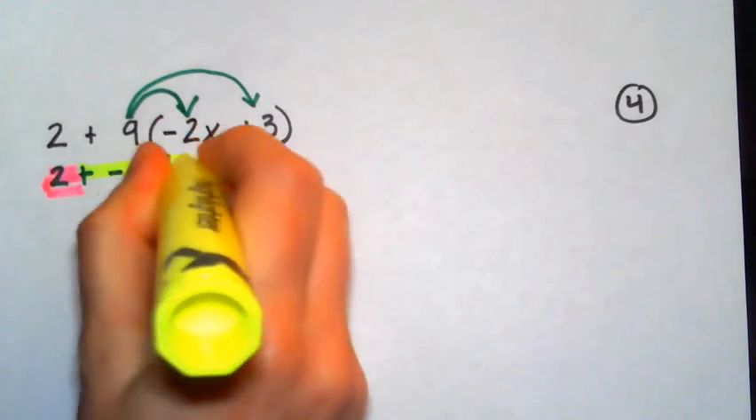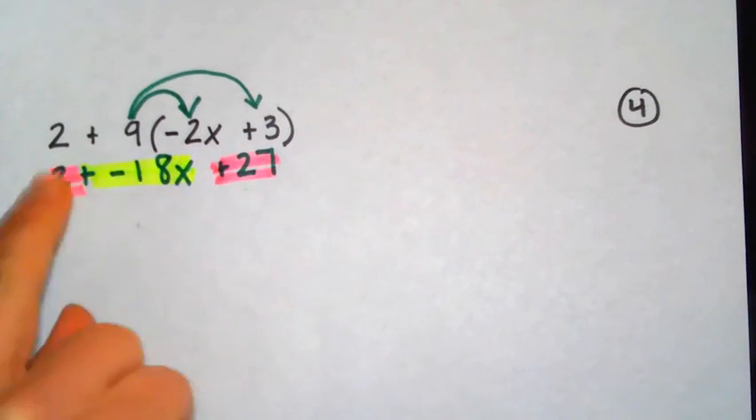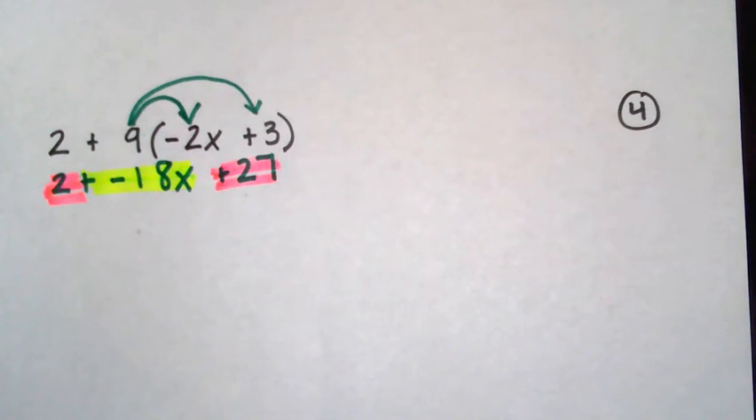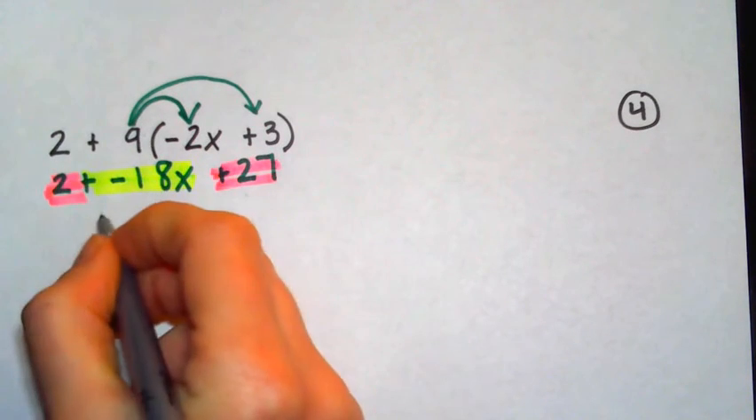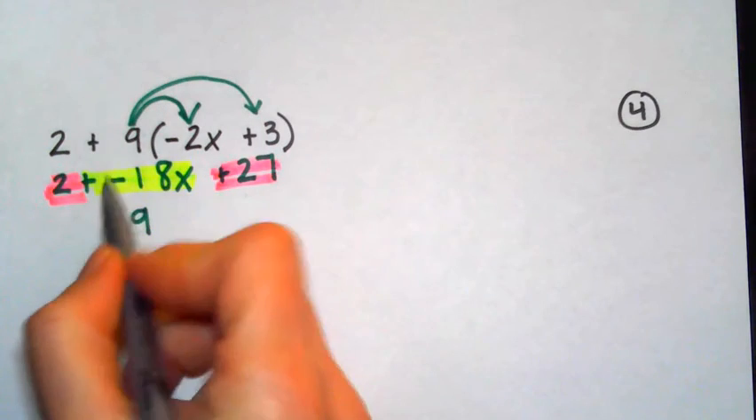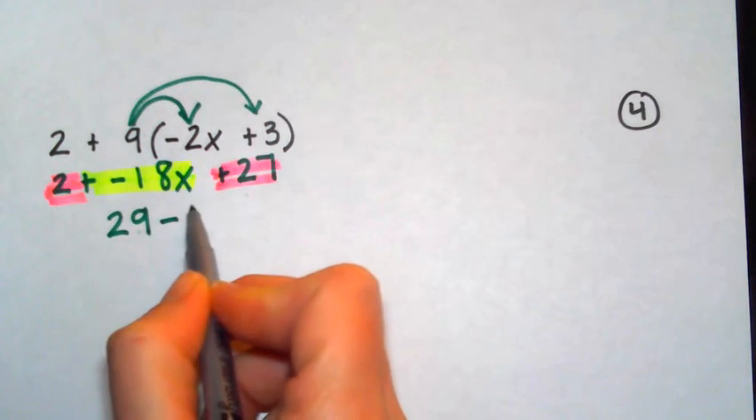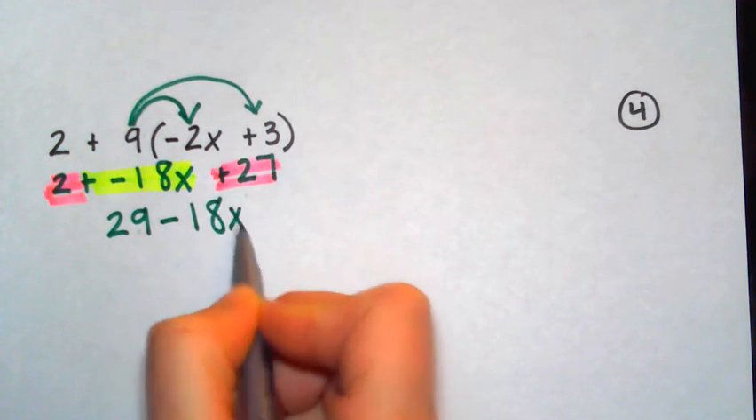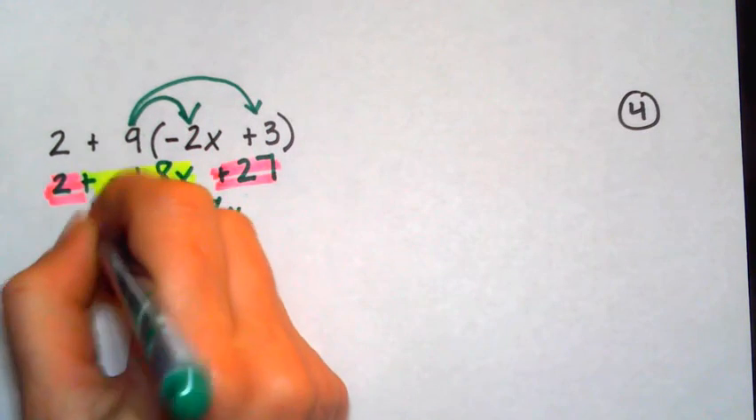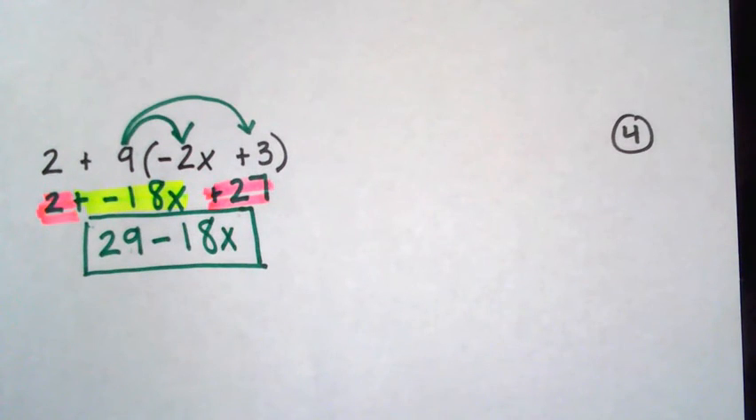And then this plus negative 18x. I can clean that up a little bit too. I can combine these guys because they're both constants. 2 plus 27 is 29. Plus negative 18x, adding a negative is the same thing as just subtracting. We do not need to have that many symbols there. We want this simple. 29, take away 18x. There you go.